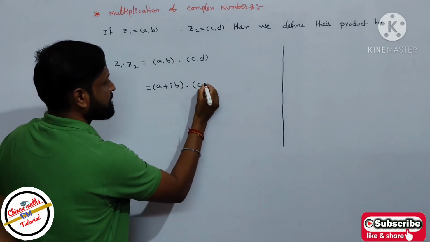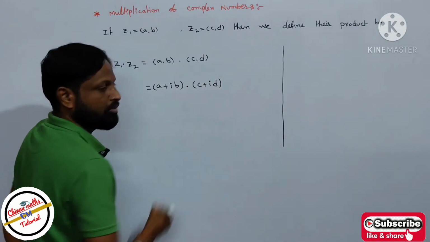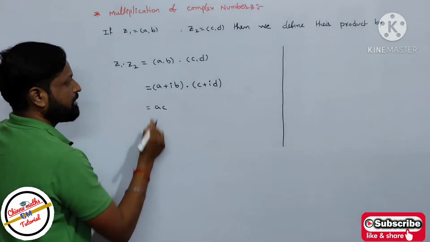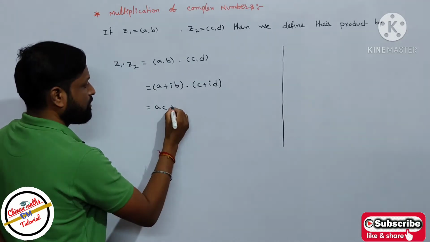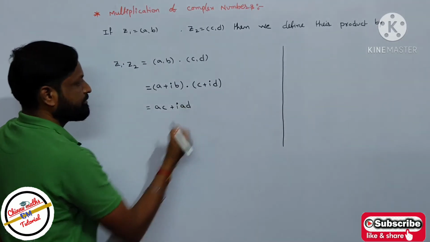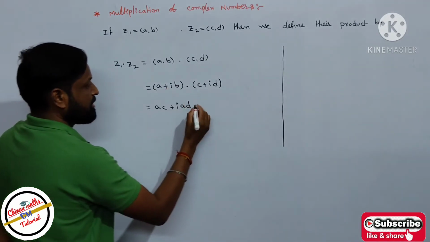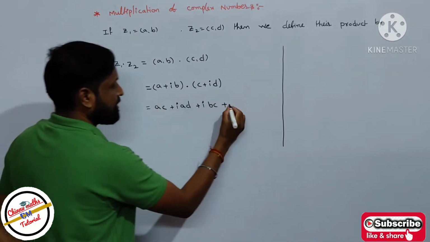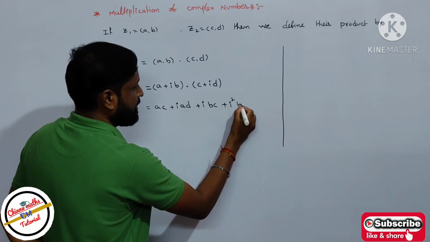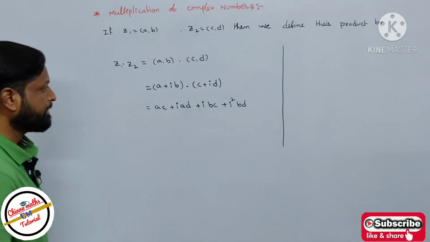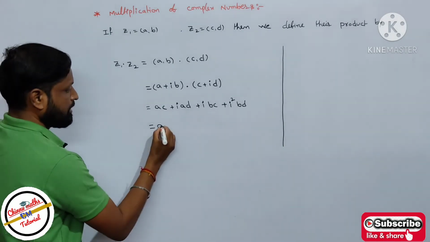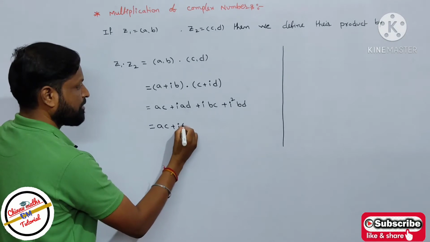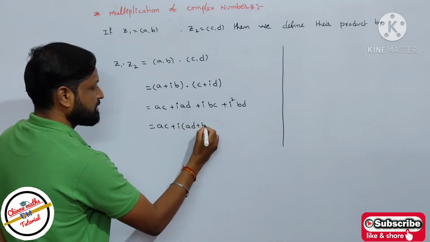into c plus id. Then we can multiply a into c, that is ac, a into d, that is i into ad. Similarly, ib into c, that is i into bc, plus i into i squared into b into d. In the next step, you can write ac plus, what is the common factor of these two elements? That is i is the common factor. You can write ad plus bc.